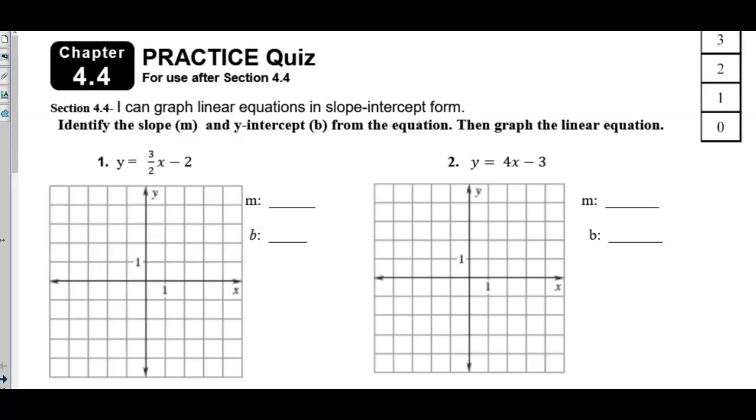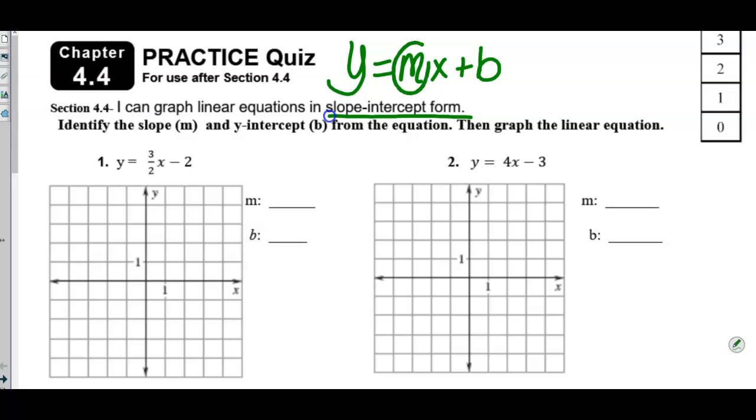Okay, so this is just a review lesson while we do our practice quiz for 4.4. Remember, we're going to graph linear equations in slope-intercept form. Slope-intercept form looks like y equals mx plus b.